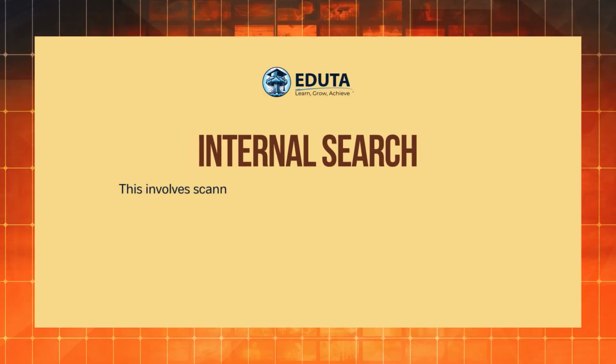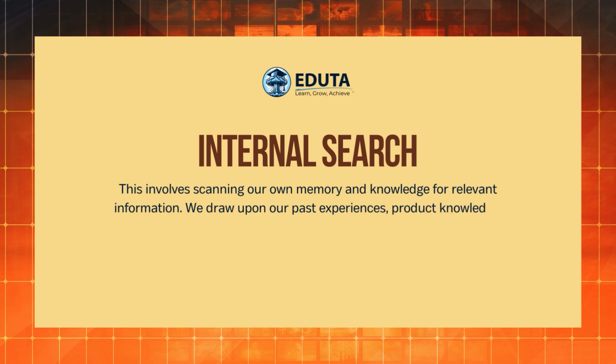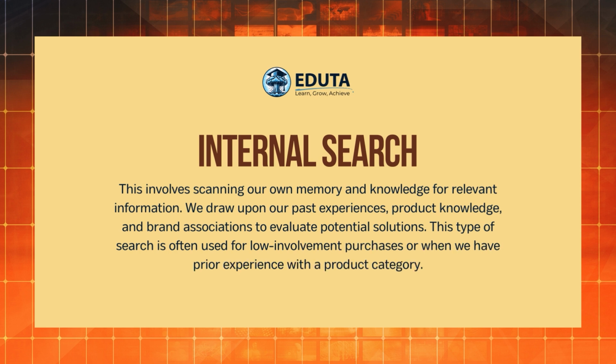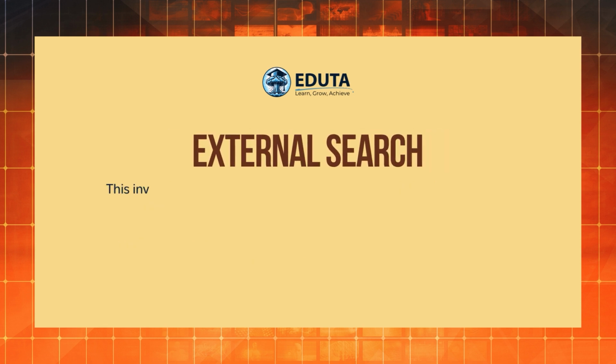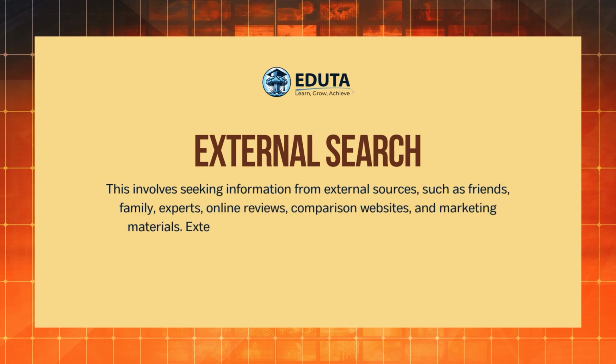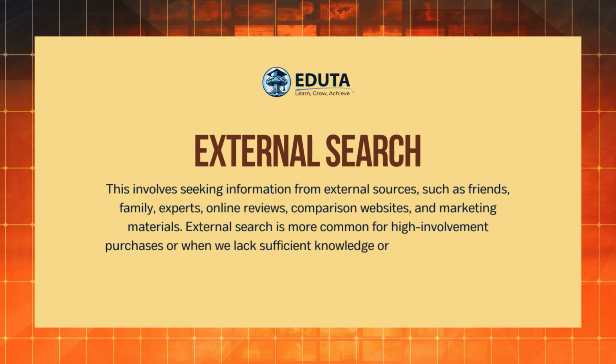Internal search. This involves scanning our own memory and knowledge for relevant information. We draw upon our past experiences, product knowledge, and brand associations to evaluate potential solutions. This type of search is often used for low involvement purchases or when we have prior experience with a product category. External search. This involves seeking information from external sources such as friends, family, experts, online reviews, comparison websites, and marketing material. External search is more common for high involvement purchases or when we lack sufficient knowledge or experience to make a decision based on internal information alone.